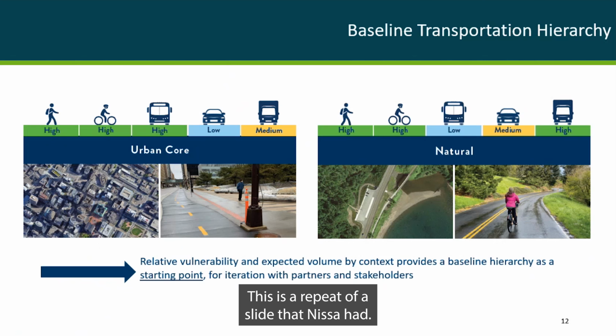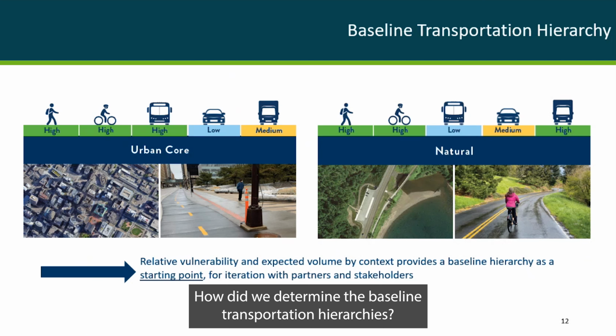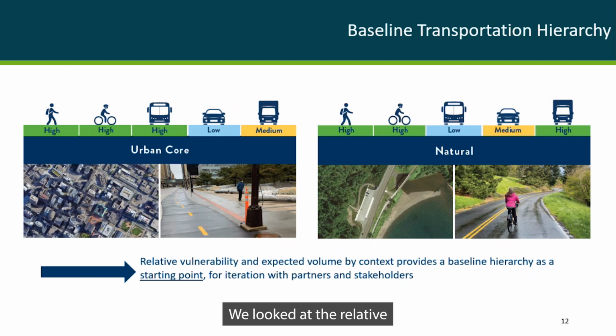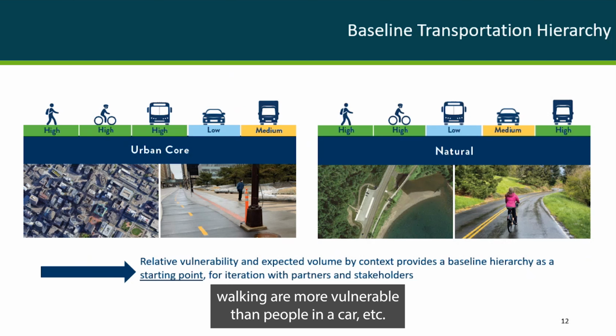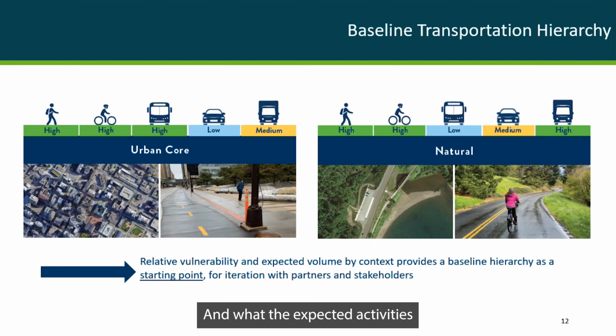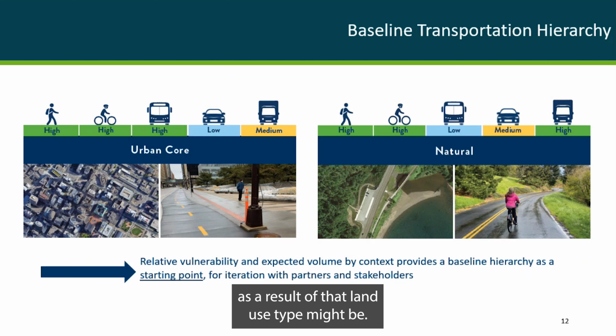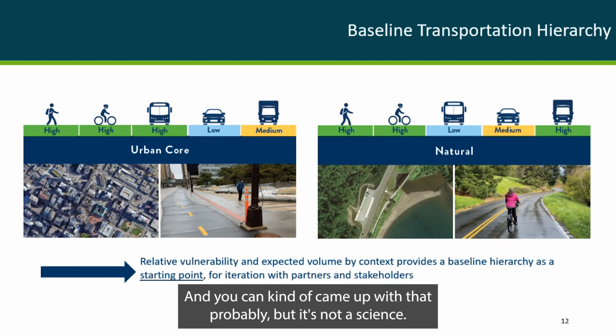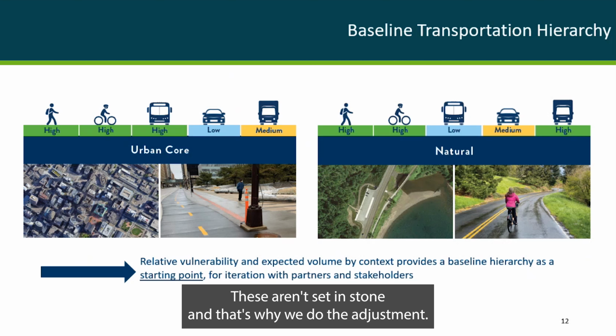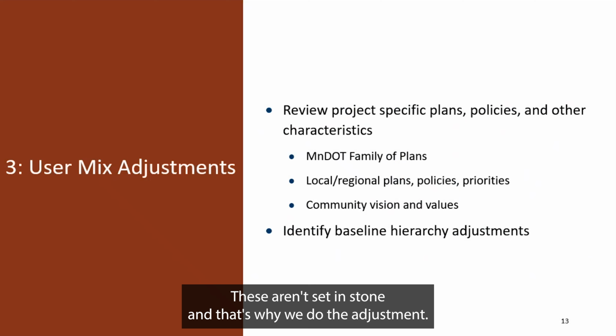This is a repeat of a slide that Nissa had. How did we determine the baseline transportation hierarchies? We looked at the relative user vulnerability. So people walking are more vulnerable than people in a car, et cetera. And what the expected activities as a result of that land use type might be, and kind of came up with that priority, but it's not a science. These aren't set in stone, and that's why we do the adjustment.